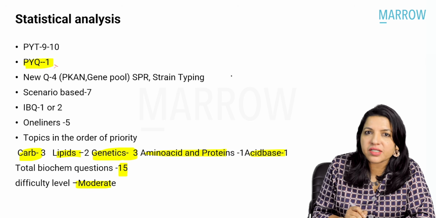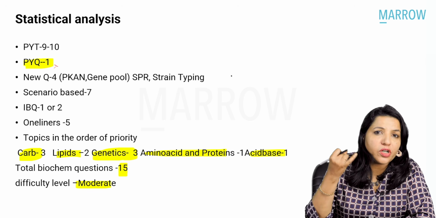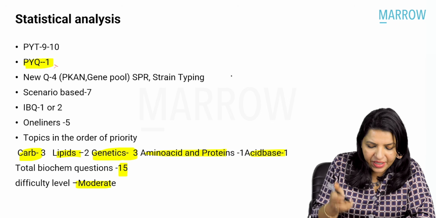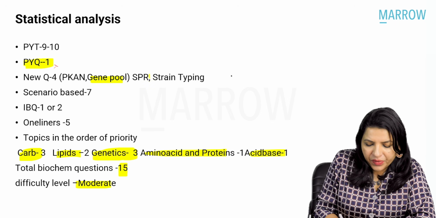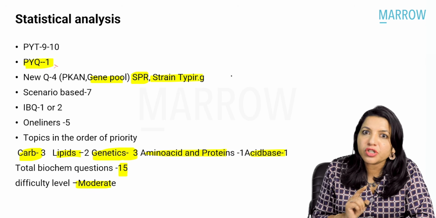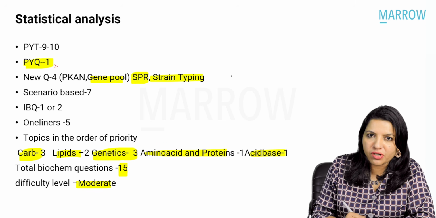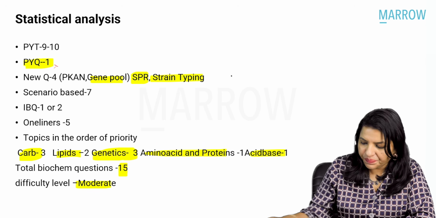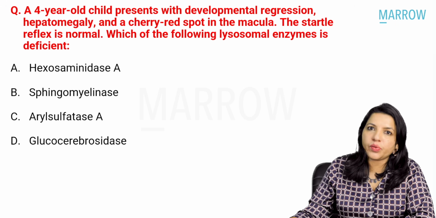The new questions I have seen are one on the Eye of the Tiger sign, then the gene pool, then surface plasmon resonance and strain typing. These were the new questions added into the list of INI-CET. Okay, so now we'll see the questions one by one.